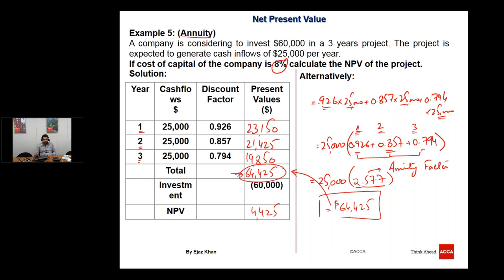But one thing should be kept in mind, that this is an ordinary annuity. That is, it is starting from year 1, which is something normal. Wherever we invest in a project, we usually expect our first profit or our first return or our first cash inflow to be generated at the end of year one. So it's an ordinary annuity. So the annuity factor table is designed for ordinary annuity that is starting from year one.